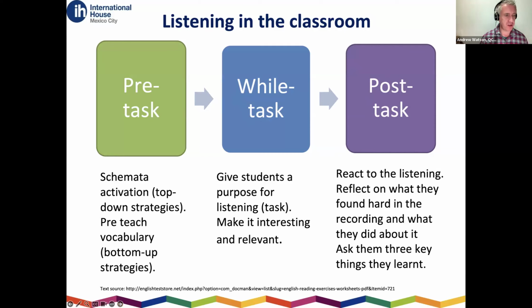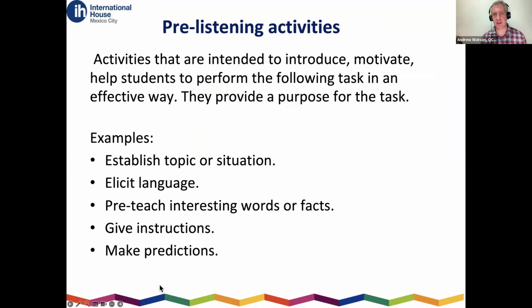We're going to review each of these 3 stages in the next few slides. So pre-listening activities. These are activities that tend to introduce, motivate, and help students to perform the coming task in an effective way, and they provide a purpose for the task. So we could establish a topic or situation, elicit some language, pre-teach interesting words or facts, give instructions or get them to make predictions about what's coming.